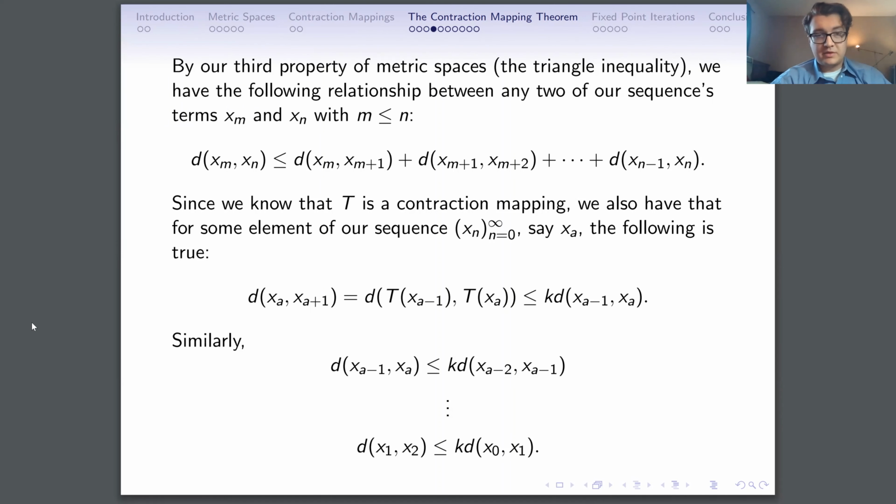the following is true: the distance between x sub a and its successor x sub a plus 1 is equal to the distance between the images of x sub a minus 1 and x sub a, which is less than or equal to k times the distance between x sub a minus 1 and x sub a. And so similarly, you can write this down for every other iterate of our sequence all the way down until x sub 1 and x sub 2.